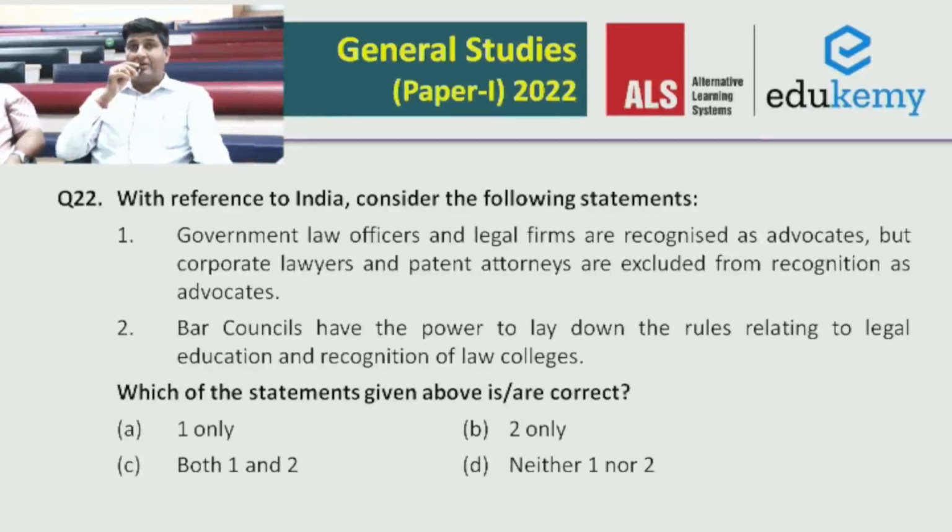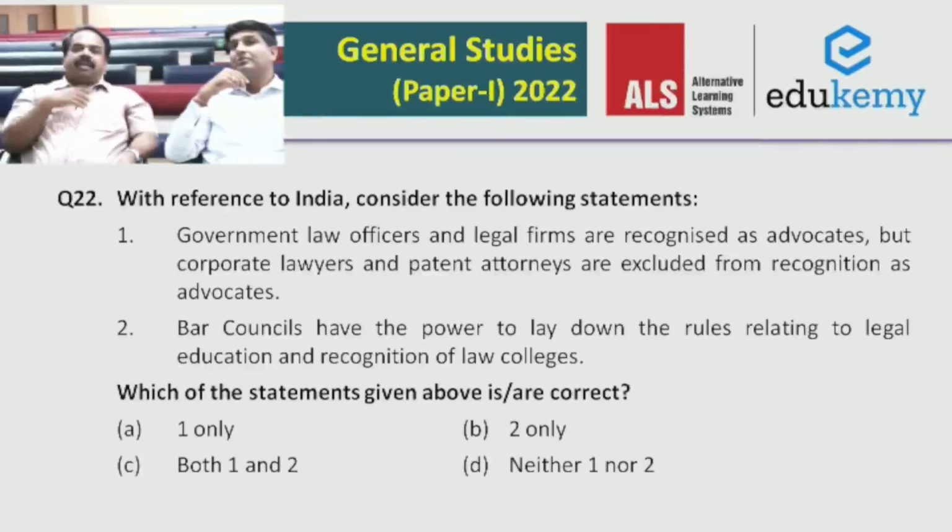Second statement: bar councils have the power to lay down rules relating to legal education and recognition of law colleges. Now, had it been Bar Council of India instead of bar councils, this statement would have been correct. Since even in the states we have bar councils, they have nothing to do with legal education regulation and recognition of law colleges. So both statements in this question are incorrect, and therefore the answer is D, delta.